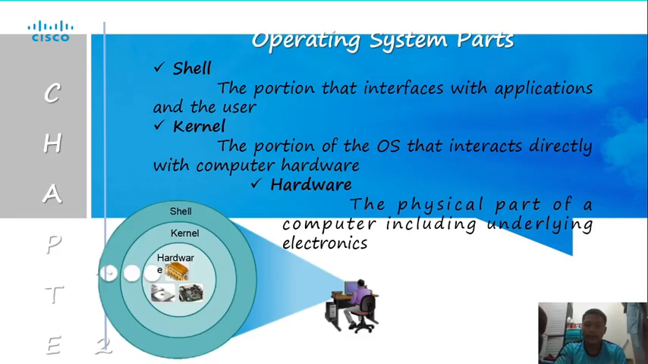So, these are the operating system parts: the shell, the kernel, and the hardware. The shell is in the third layer, the portion that interfaces with applications and the user. The kernel is the portion of the OS that interacts directly with computer hardware. And the hardware is the physical part of the computer, including the underlying electronics. This is the diagram of the three operating system parts: the hardware, the kernel, and the shell.